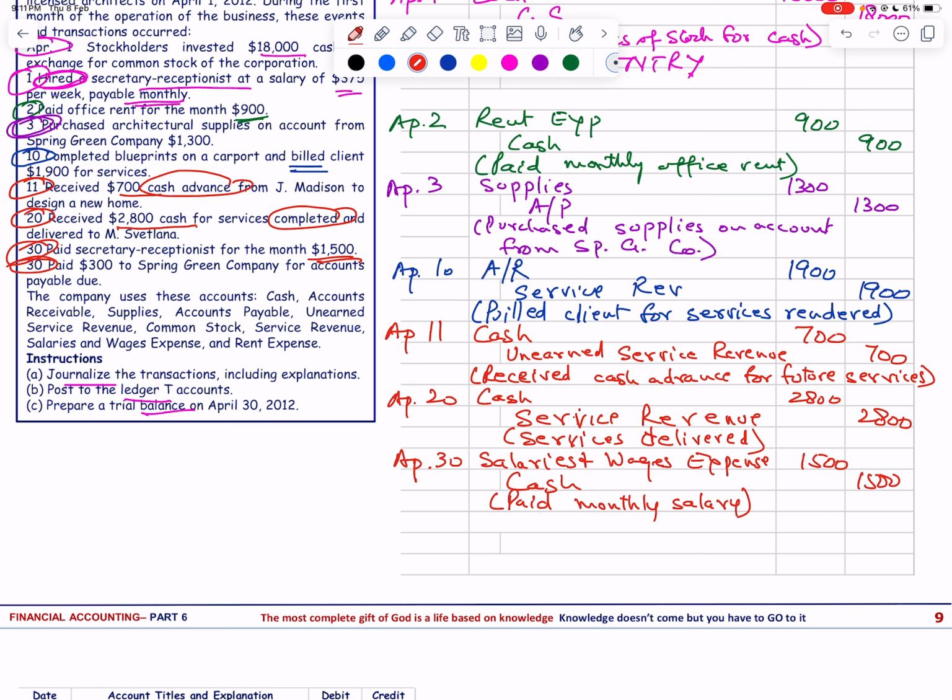And then again there is another transaction for April 30. Paid 300 to Spring Green. So when we are paying Spring Green on account, now if you can remember, we have our accounts payable of 1,300 and from this we are paying 300, so our accounts payable will decrease by 300, so accounts payable is debit and cash is credit by 300. Paid Spring Green Company on account.